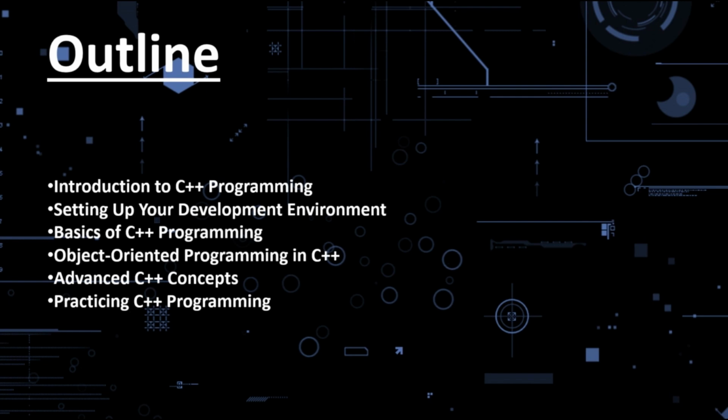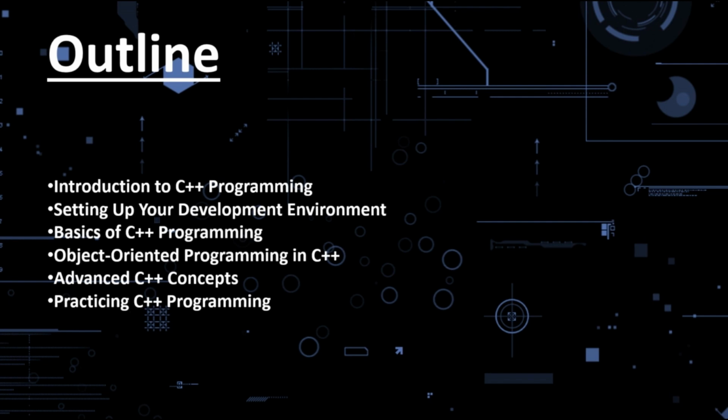Moving to object-oriented programming in C++. C++ is renowned for its support of object-oriented programming, as I told earlier. This section delves into the principles of OOP, introducing concepts like classes, objects, inheritance, polymorphism, and encapsulation. You will learn how to design and create reusable and modular code by modeling real-world entities as objects and organizing them into classes.